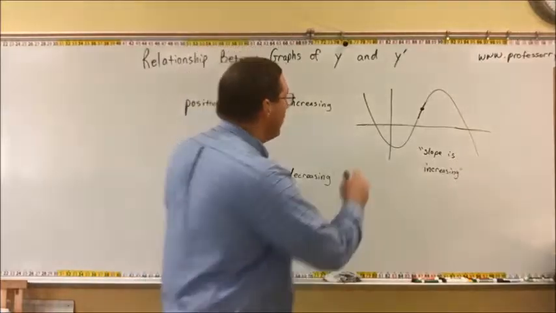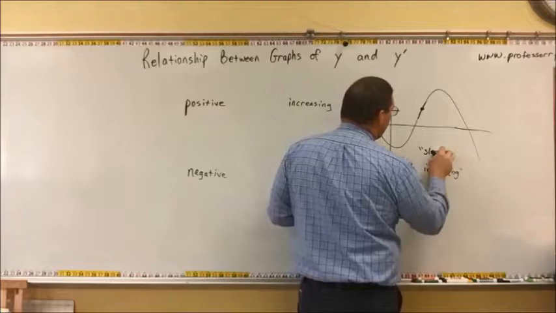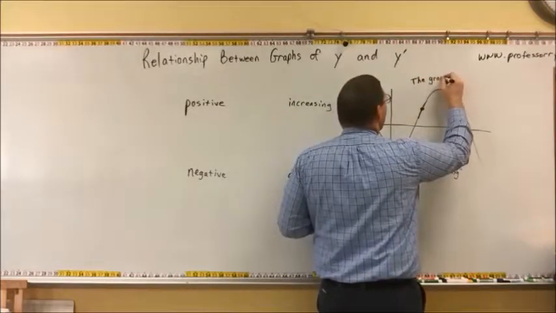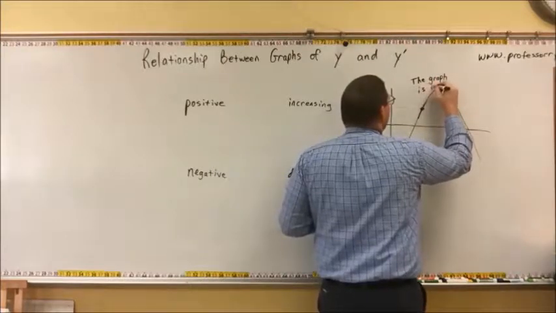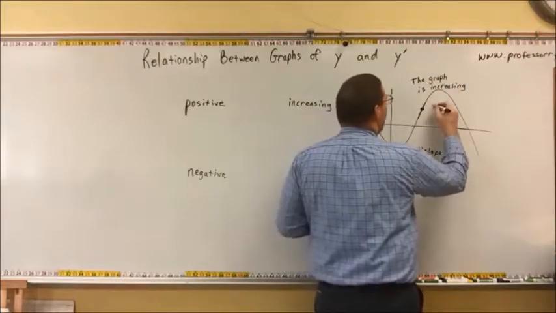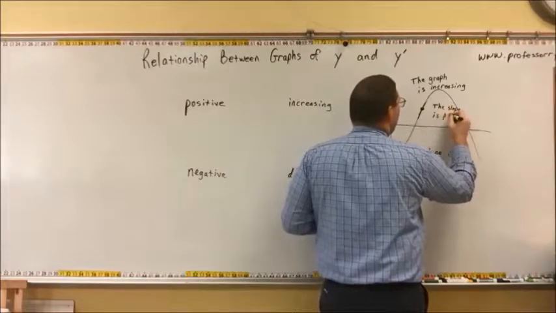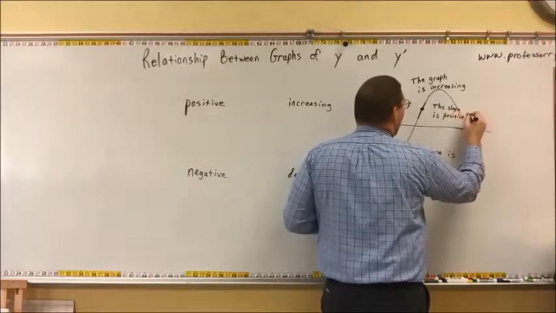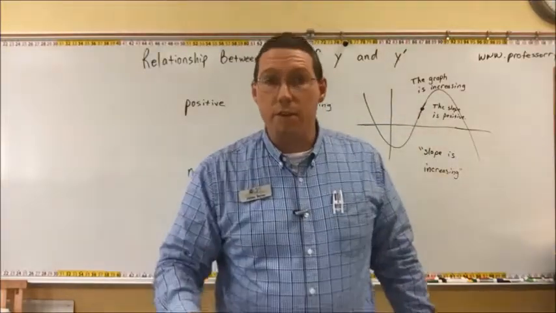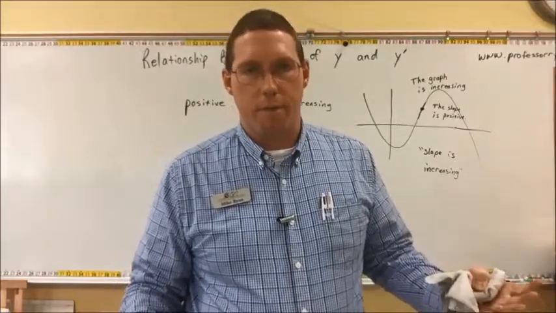Okay? So, at this point, you can say one of two things. You can either say the graph is increasing, or you can say the slope is positive. The graph has a positive slope because the graph is increasing. And this is the relationship between the words positive and increasing.